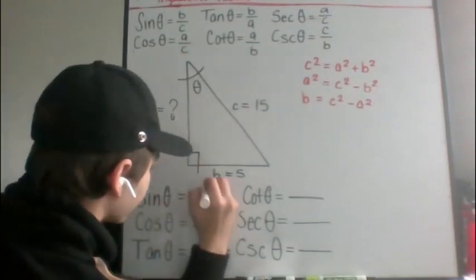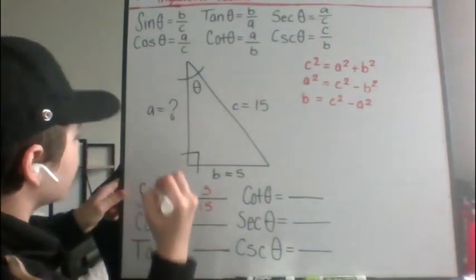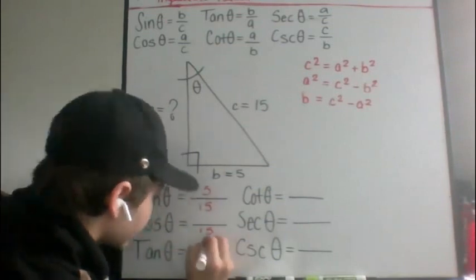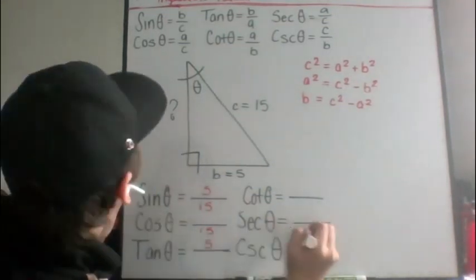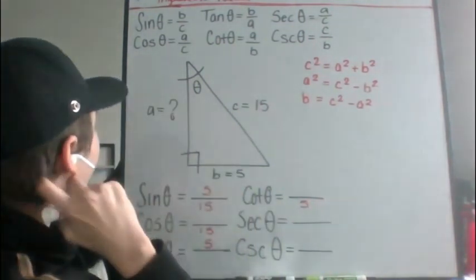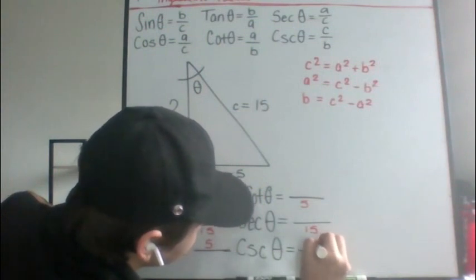Sine uses B and C, so it will be 5 over 15. Cosine is A over C, so we only fill in C. Tangent is B over A, so it will be 5 over here. Cotangent is A over B, 5 over here. Okay, 15 and 15 and 5.